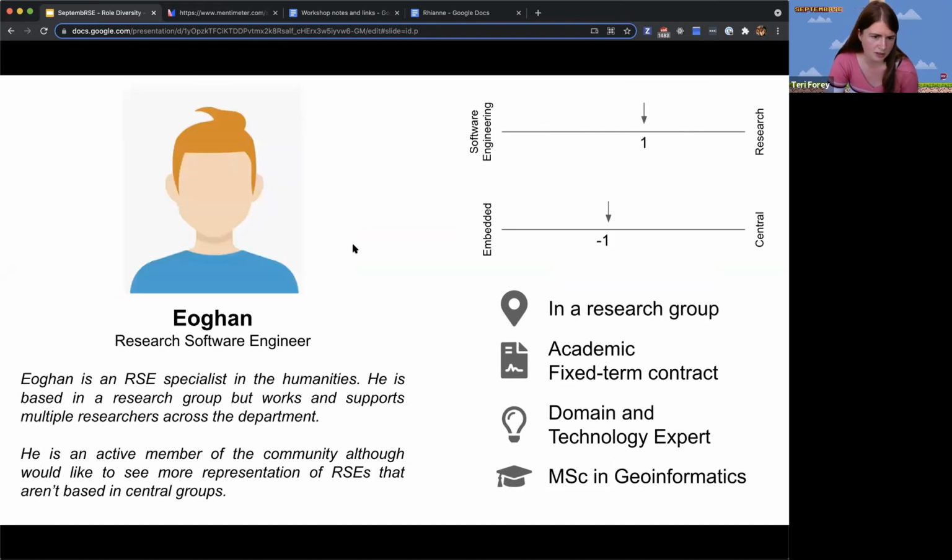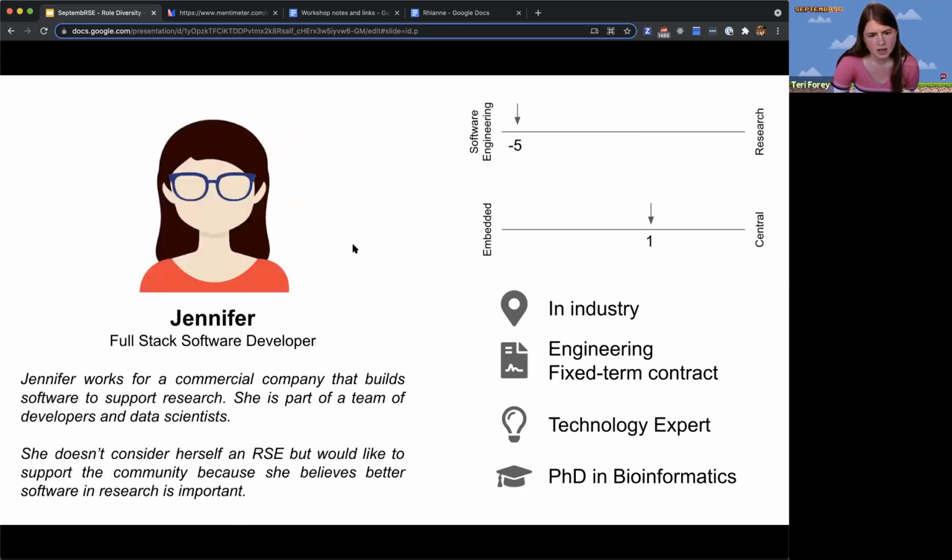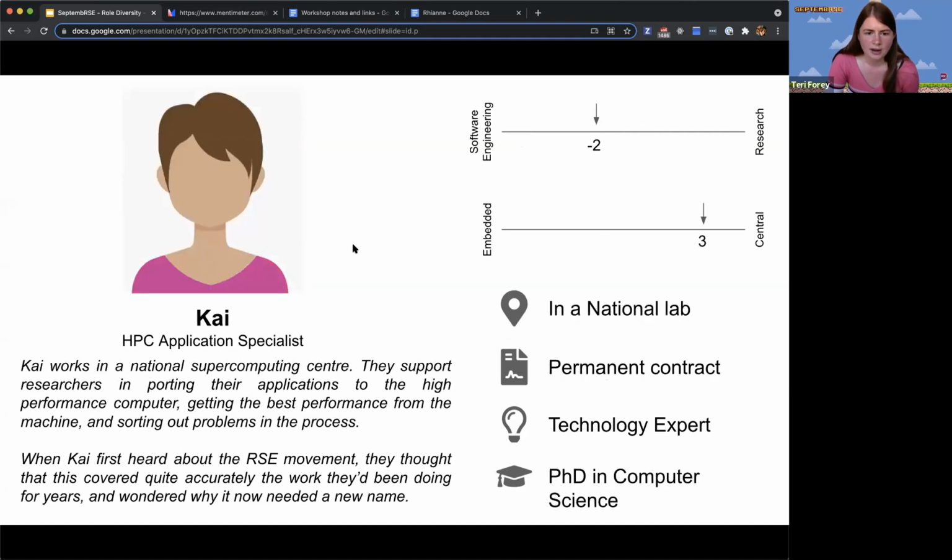We have Owen. Owen is an RSE specialist in humanities. He is based in a research group, but supports other researchers across the department. We've got Jennifer, who is a full stack software developer. Jennifer works for a commercial company that builds software to support research, part of a team of developers and data scientists. And then, last person is Kai, and Kai works at a national supercomputing center.